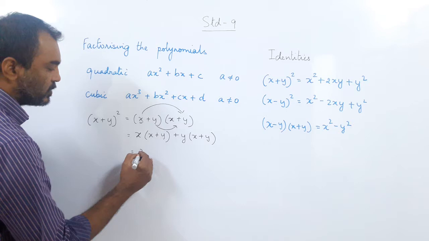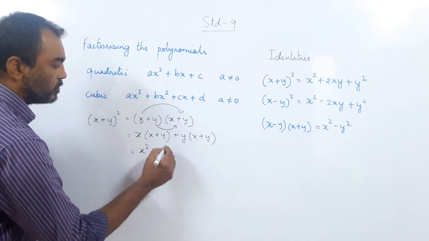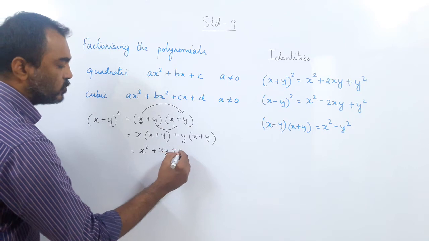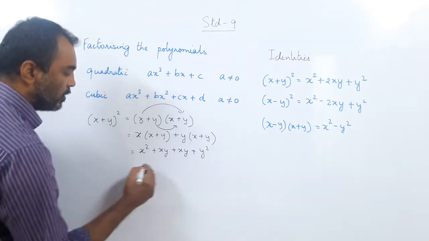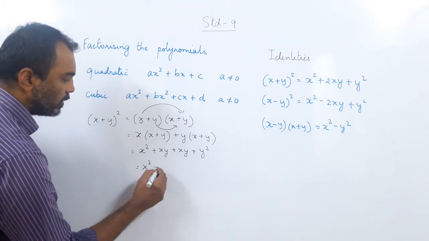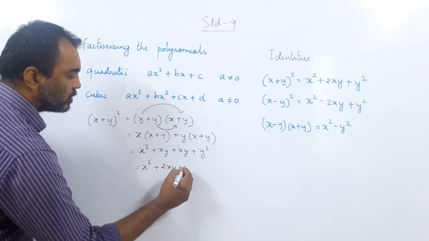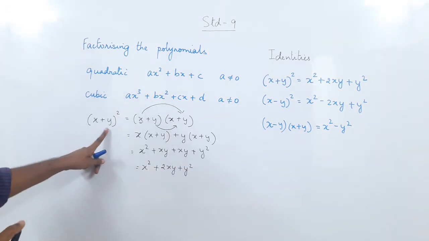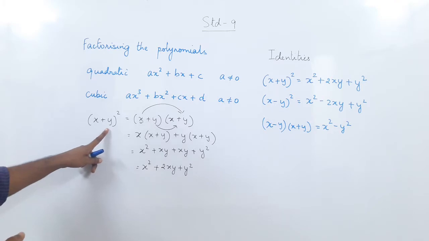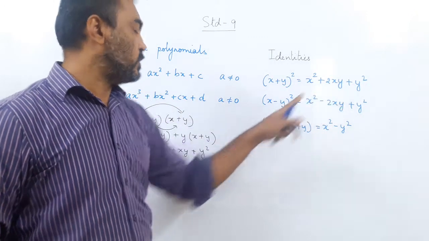Now x into x gives you x square, x into y gives you xy, again y into x gives you xy, and y into y gives you y square. When you add it up, you get x square, xy plus xy, 2xy, plus y square. So this is how we got the algebraic identity, which you did last year. So remember, x plus y the whole square is x square plus 2xy plus y square.